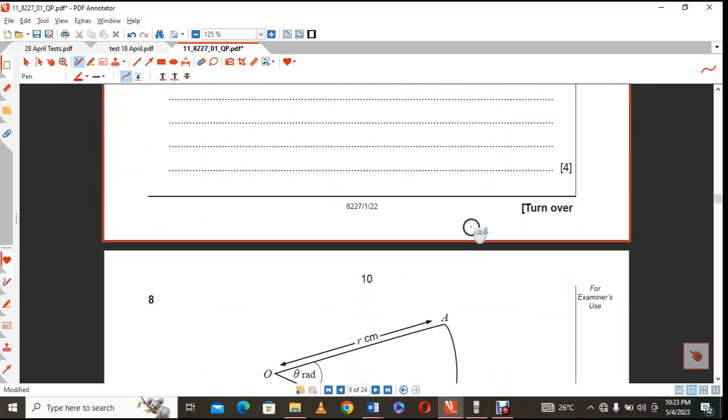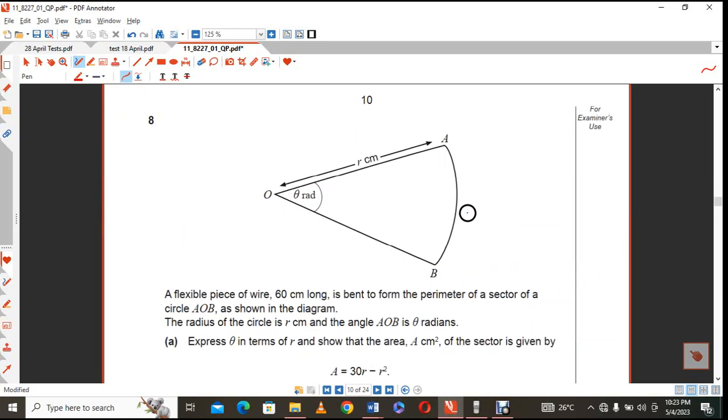All right, so I think it's question 8. What you have over here is a flexible piece of wire, and this wire is 60 centimeters long. That means from O to A to B, B to O, that is the 60 centimeters. It is bent to form the outer distance or the perimeter of a sector of a circle OAB, and the radius of the circle is r. So if that is r, then this distance here will also be r. You agree? Okay, so this distance also will be r here.